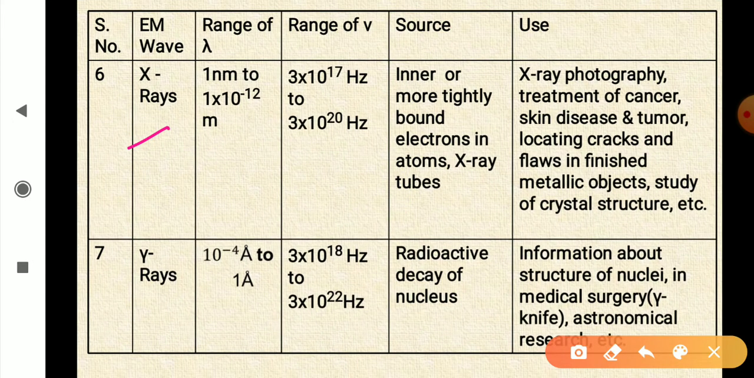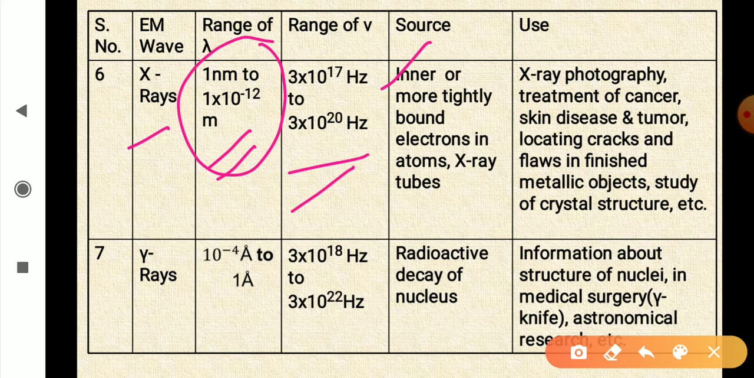Now X-rays have a wavelength range of 1 nanometer to 1 picometer. The wavelength range is 3 into 10 raised to the power 7, and the frequency range is 3 into 10 raised to the power 17 hertz to 3 into 10 raised to the power 20 hertz. They are produced by inner or more tightly bound electrons in atoms, and they are produced in X-ray tubes.